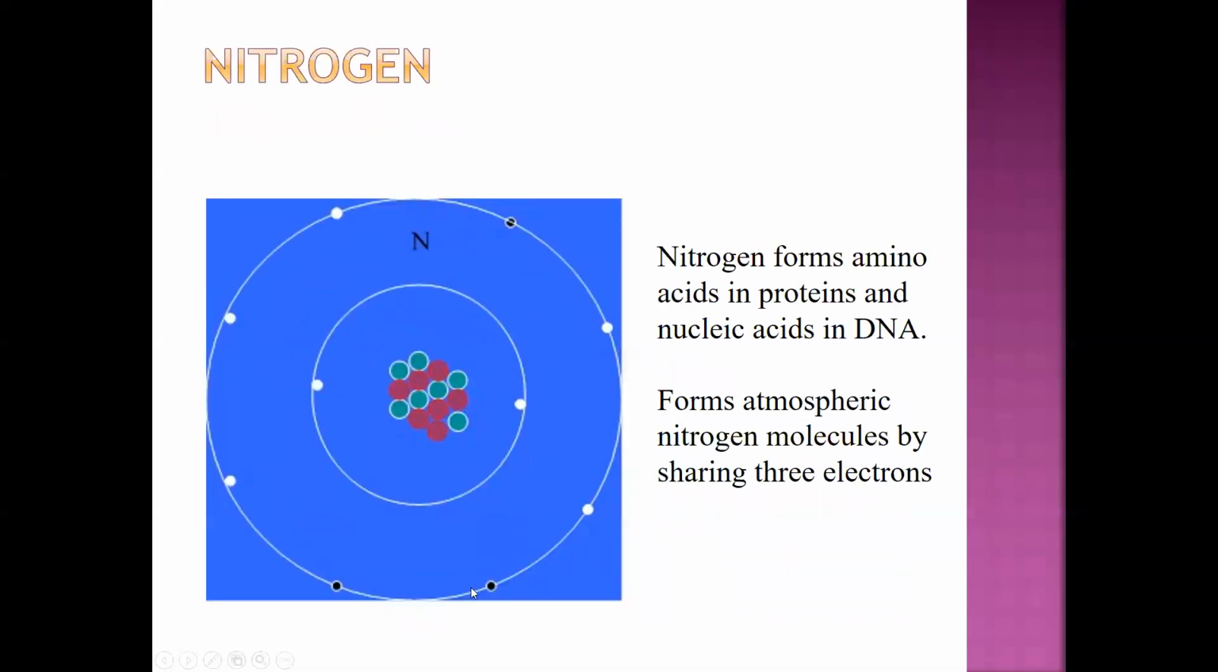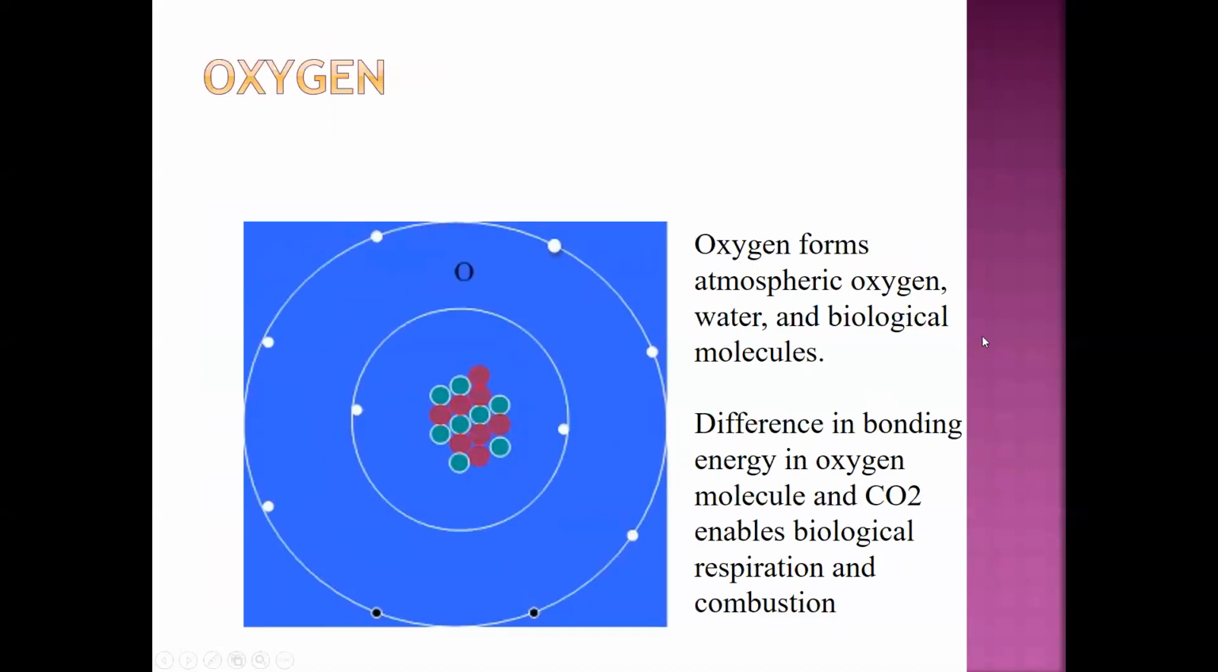We have nitrogen with 3 open electron positions, and nitrogen forms amino acids in proteins and nucleic acids in DNA. It also forms atmospheric nitrogen molecules, where 2 nitrogen atoms share 3 electrons. And this is the second electron shell, and so it has 8 positions. So because nitrogen has 7 protons, 7 electrons, it has 3 empty electron positions, so it wants to share those with other atoms in molecules.